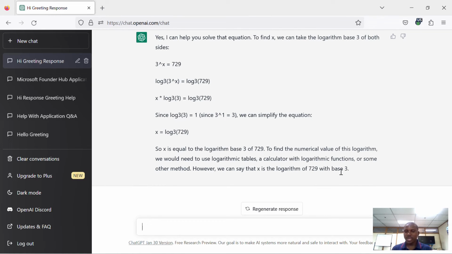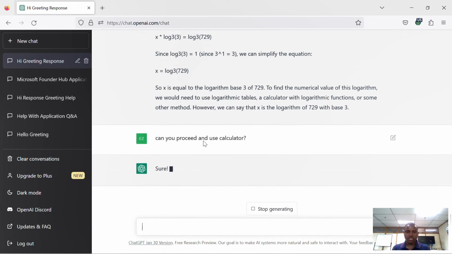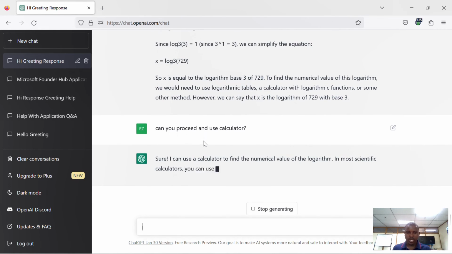So for me, I want that answer as a numeric value. So I want to ask it, can you proceed and use a calculator? I want to see if it can give me the answer of log 729 to base 3. So let me see what I'm going to get as my final answer.